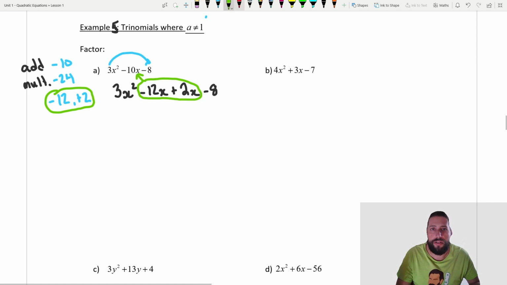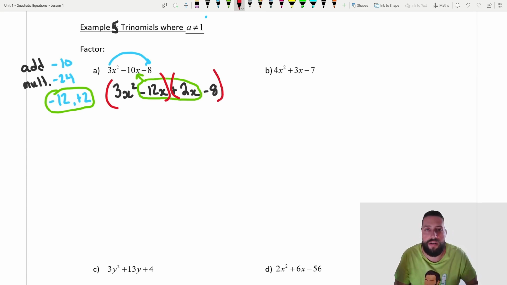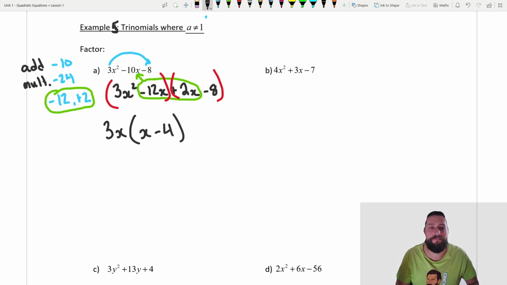Now, what we are going to do is split this in half, and we're going to look at the factors. We're going to factor each bracket. So let's factor the first bracket. We have 3x squared minus 12x. What is the greatest common factor in that case? Well, it's going to be 3x. They both contain an x, and they both are divisible by 3. So it's going to be 3x, and then it's x minus 4.